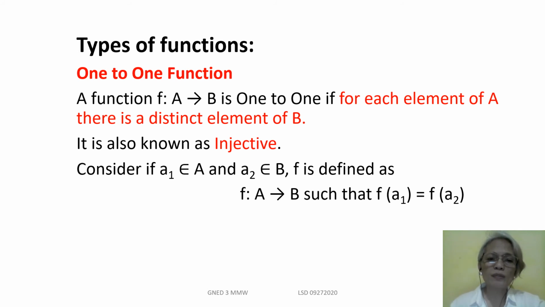So consider that a sub 1 and a sub 2 are elements of set A. f is the function which brings A to B such that f of a sub 1 is equal to f of a sub 2. So that's how we check a one-to-one function. Okay? If a sub 1 is assigned to f of a sub 1, f of a sub 2 must be assigned to a sub 2. And this means that a sub 1 and a sub 2 are equal.